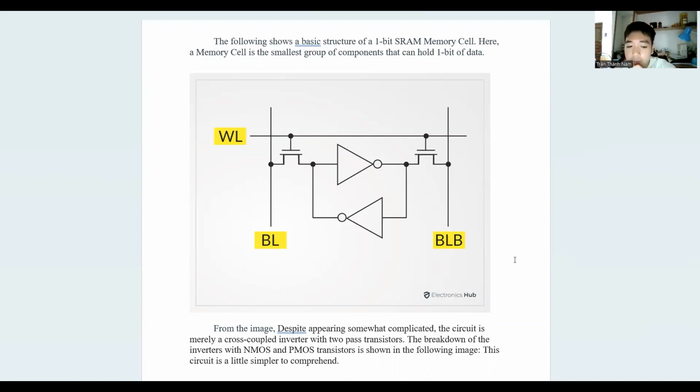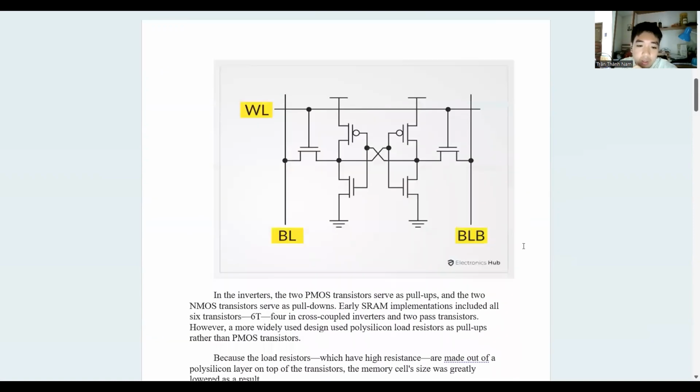The breakdown of the inverter with NMOS and PMOS transistors is shown in the following image. This circuit is a little simpler to comprehend. In the inverter, the two PMOS transistors serve as pull-up and the two NMOS transistors serve as pull-down. Early SRAM implementations included all 6 transistors: 4 in the cross-coupled inverter and 2 pass transistors.